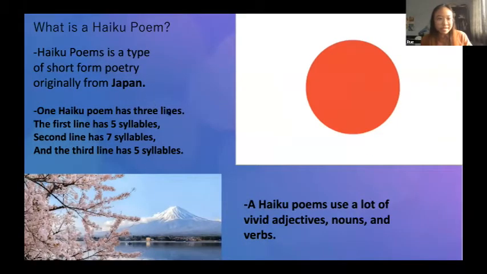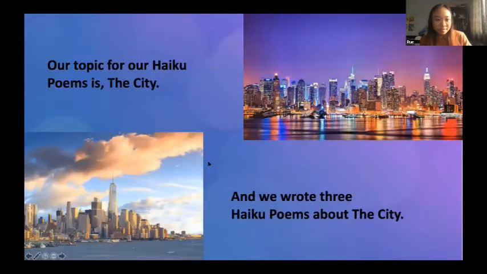A haiku poem is a type of short-form poetry originally from Japan. One haiku poem has 3 lines. The first line has 5 syllables, the second line has 7 syllables, and the third line has 5 syllables. A haiku poem uses a lot of vivid adjectives, nouns, and verbs. Our topic for our haiku poem is the city, and we wrote 3 haiku poems about the city.